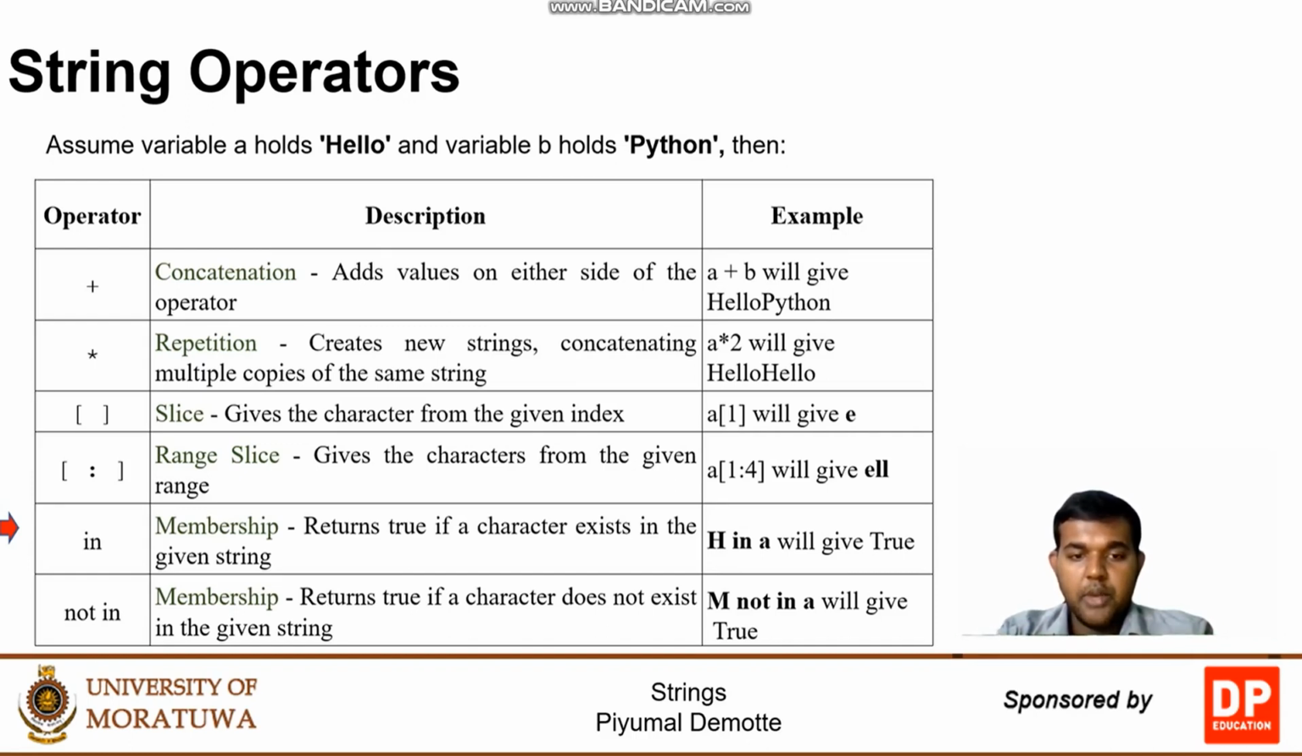The not in operator is the same as the previous case, except it will return true if a character does not exist in a given string. If we check whether letter M is not in variable a, it will return true.